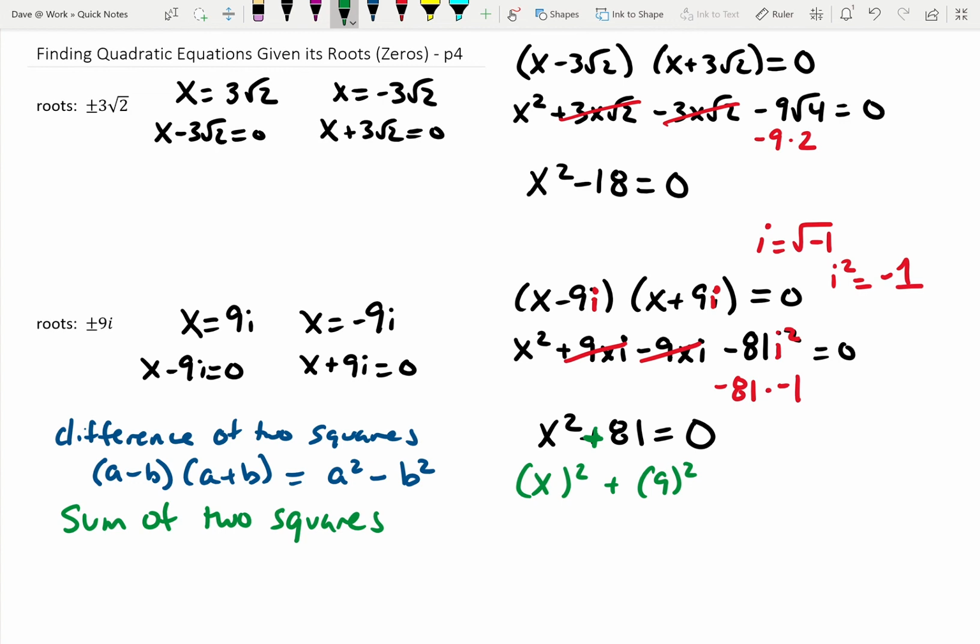What happens is, when you try to find roots of a squared plus b squared, you're not going to find them to be real. The only kind of roots that you can get are complex conjugates, which means one of them is going to be a minus bi, and one's going to be a plus bi. And there you go.